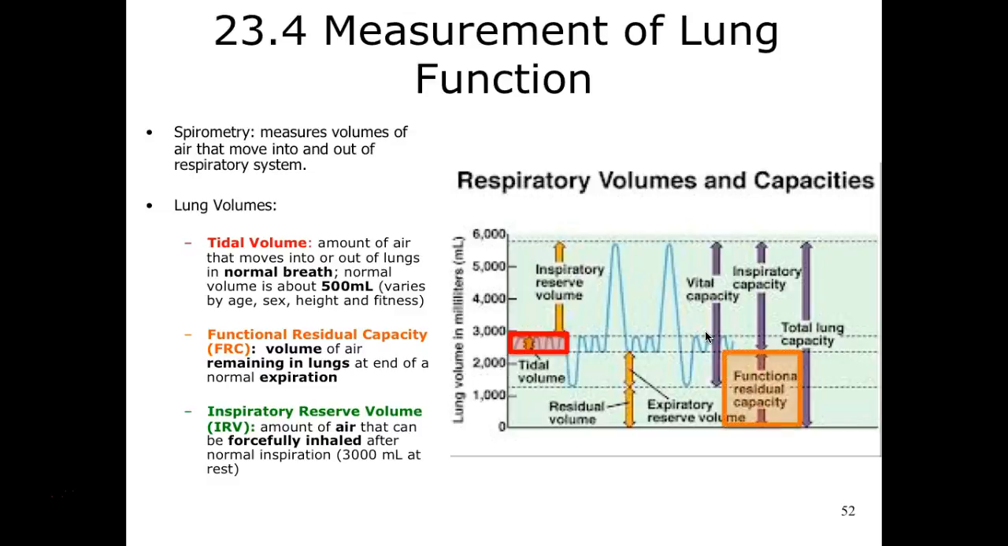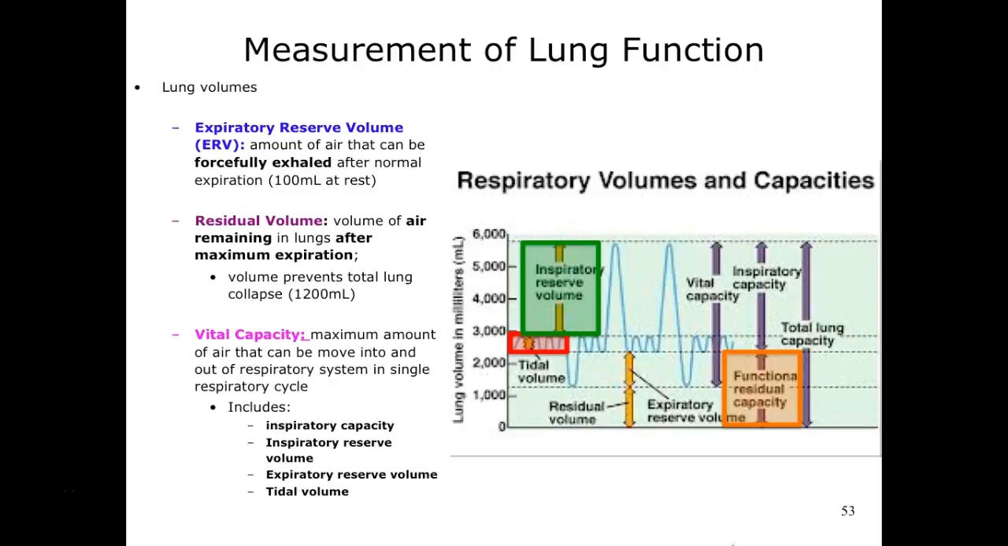So let's continue on here. We have our functional residual capacity, and this is going to be the volume of air that is remaining in our lungs at the end of normal expiration. So if you just breathe out normally, that amount that's still left in your lungs is your functional residual capacity. Next, we have your inspiratory reserve volume, and that will be the amount of air that can be forcefully inhaled after normal inspiration. So just breathe in normal, and then continue to breathe in as much as you can to pull in all of that air, and this is going to be about 3,000 milliliters at rest. Next, we have your expiratory reserve volume, and that is going to be the amount of air that can be forcefully exhaled after normal expiration.